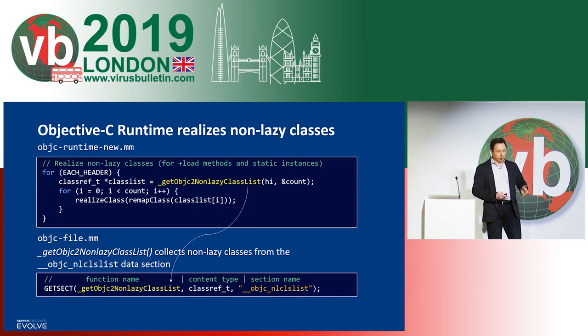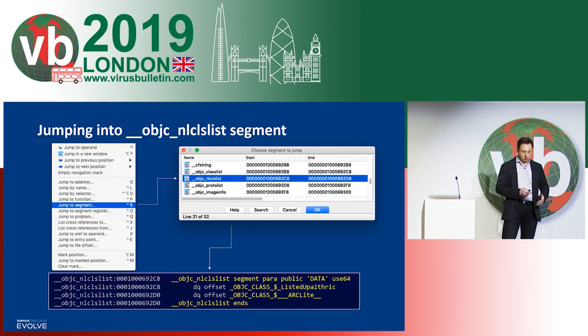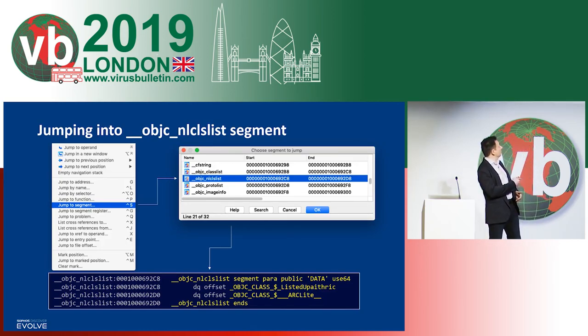So what we do, we go back to IDA and we say jump to segment, and we specify the name of the segment. It will be enlisted right here, objc_nlclslist, and IDA will jump into that declaration, and right in that place you will see two classes. Again, random names. That's the non-lazy class which will have a +load method. So the loader will call that method first, before it calls the entry point.